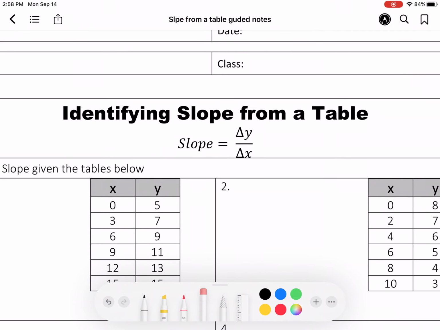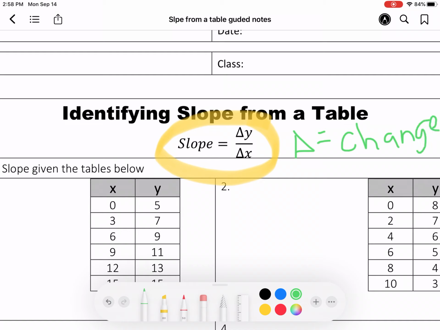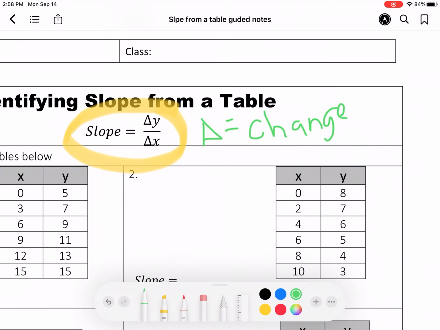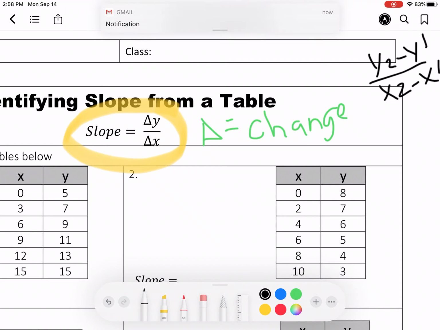Okay, so you'll see on your page here that we have slope is equal to triangle y over triangle x. Well, all that triangle means is the word change. So to find slope from a table, we find the change in y over the change in x. This can also be written as y2 minus y1 over x2 minus x1. So that's still the change in y over the change in x. So let's look at some examples together and see how we do.